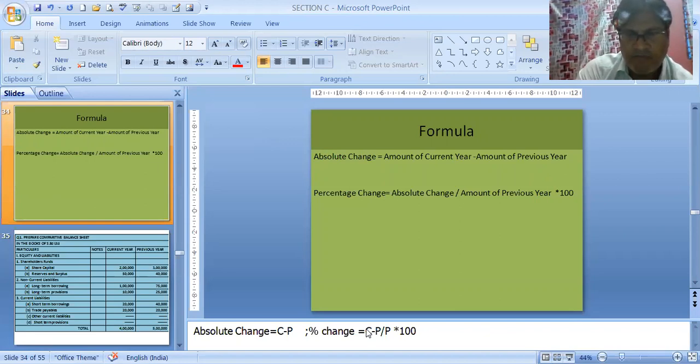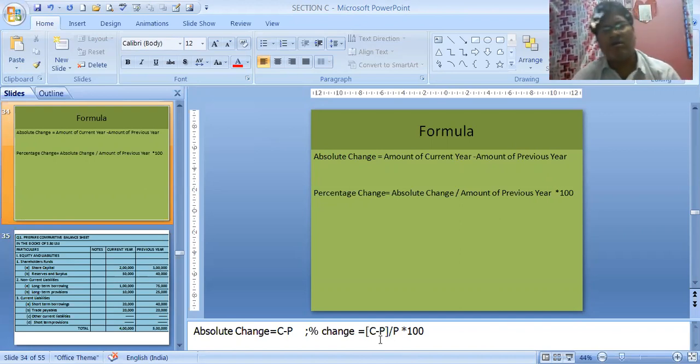That means police piche, police niche. See, if you think this way, C means chor, police piche, after C comes P, police, and police is below, divide by P. C minus P, the whole thing divided by P. That is, police behind, police below. That way you can remember your percentage change formula.